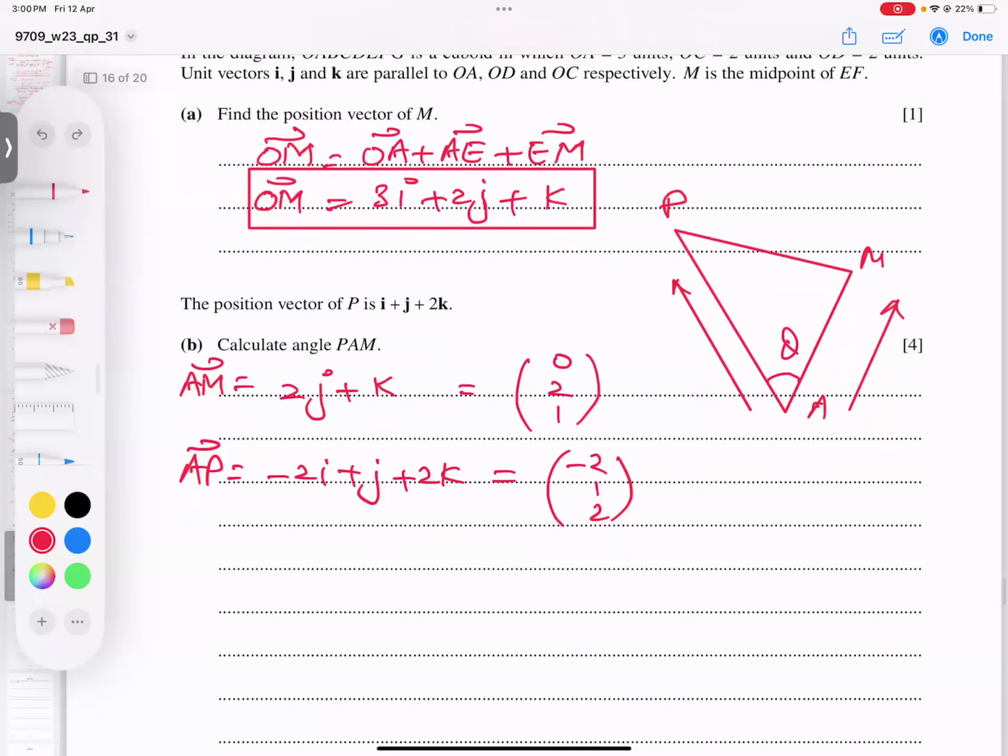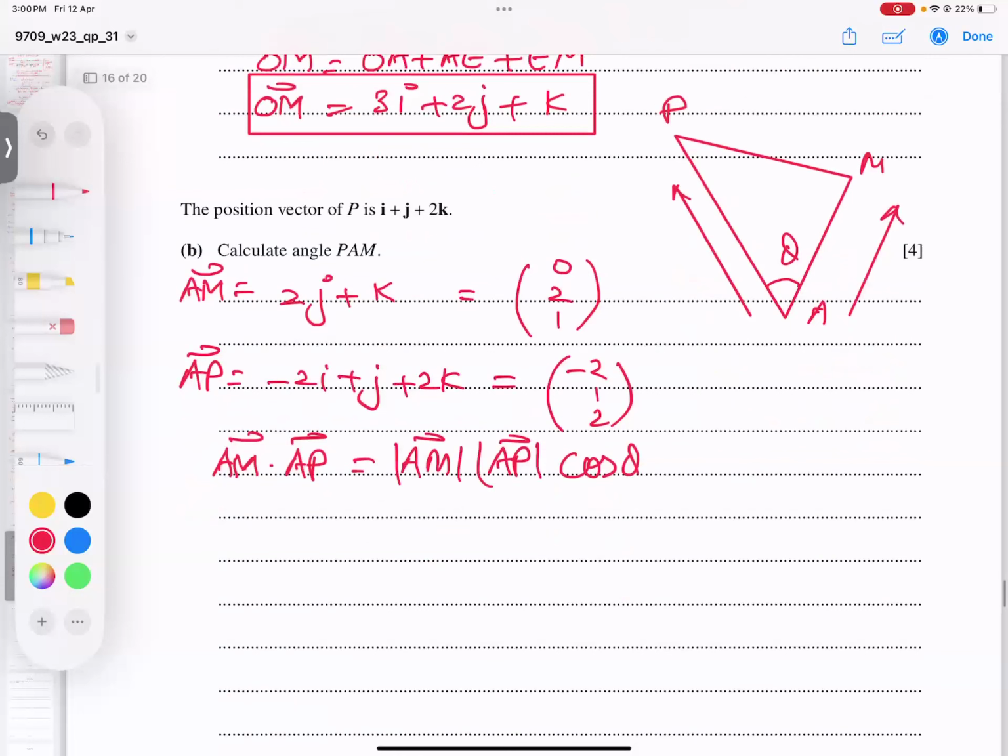So now I'm applying the formula. And make sure of the formula, because the common point is A, these are the vectors. So I'll start like this: AM dot AP equal to AM magnitude into AP magnitude into cos of theta. So I'm plugging these numbers directly as I showed you before.